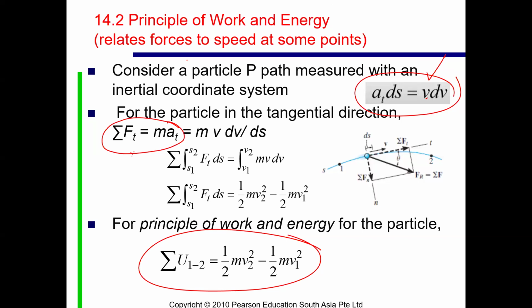So what we do, for example, if you consider a particle P whose path is measured with an inertial coordinate system. There's a curved path here. If you see, this is position 1, position 2, and the particle is moving in this path. Here, the coordinates established are the normal and tangential components.